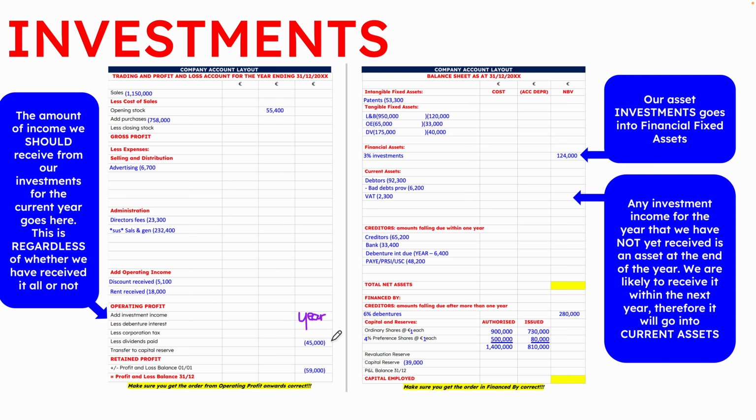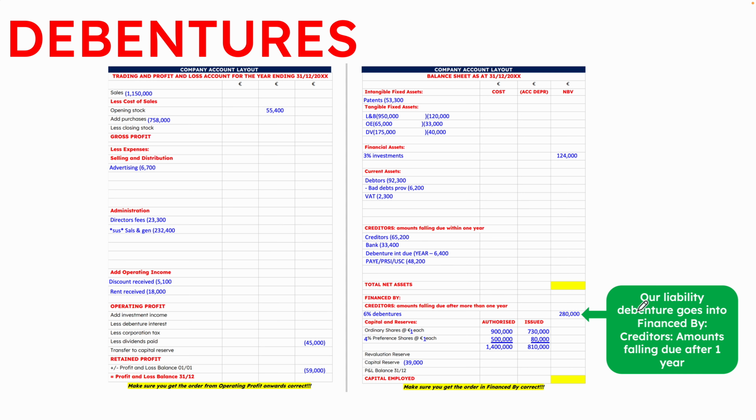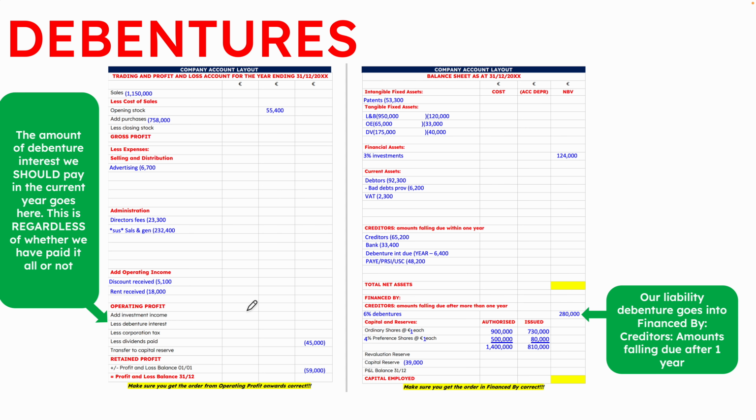But just so you know, every single question 1 final account, you're always going to have any investment income due in your current assets. Okay, so any investment income that we have not yet received is going to go in here as current assets, so investment income due. The same goes for debentures. So the debenture loan, the long-term loan itself, is going to go into creditors plus 1 year. The amount of the debenture interest for the whole year is going to go into the TPL, and it doesn't matter if we have paid it all or not.